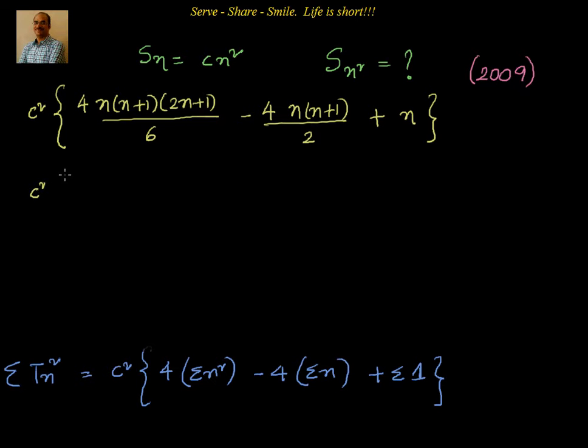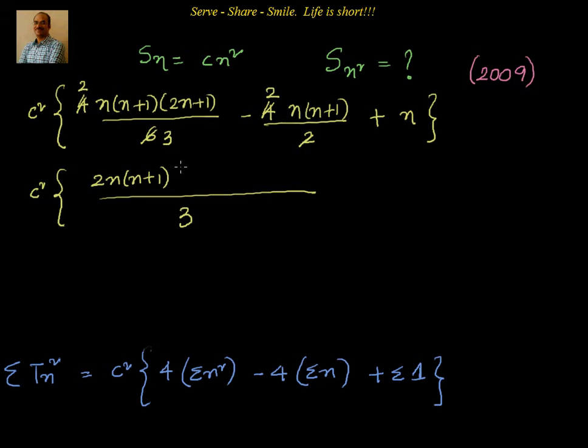We'll take c square common as it is. First we'll try to simplify the first two terms. I can simplify this: the 2s will cancel, 2 will go 2 times here and 2 will go 3 times here. What can I take common from both of them? I can take 2n into n plus 1 common.